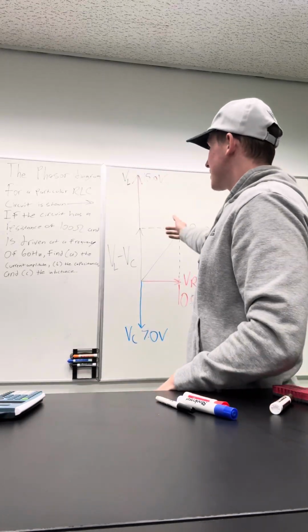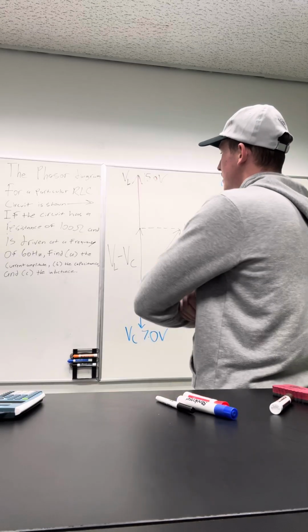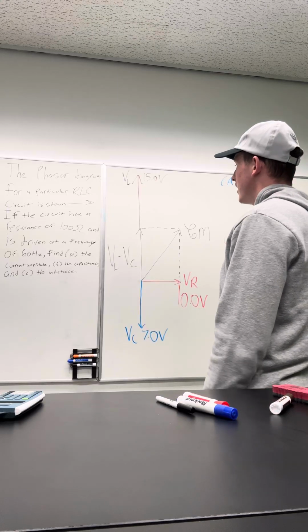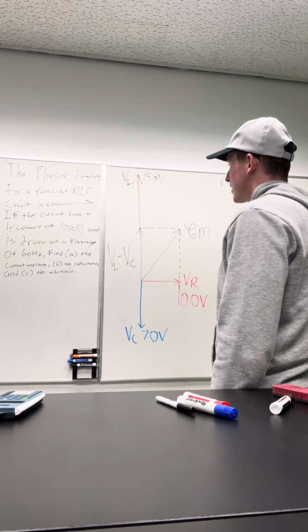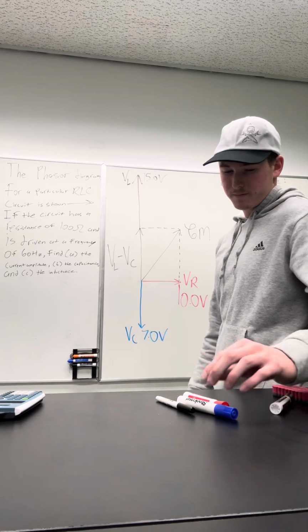I'm going to show you how to solve this physics problem. So the question is, the phasor diagram for a particular RLC circuit is shown right here. If the circuit has a resistance of 100 ohms and is driven at a frequency of 60 hertz, find the current amplitude, the capacitance, and the inductance.